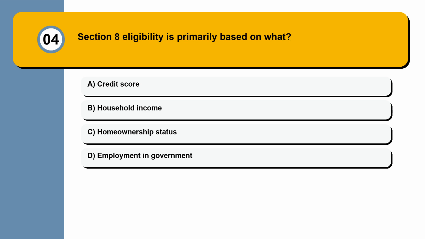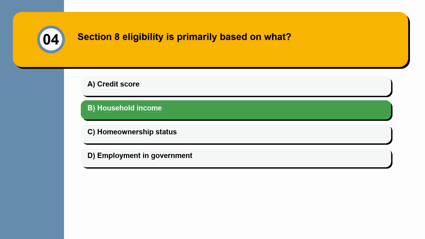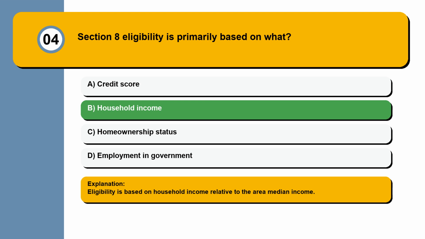Question 4. Section 8 eligibility is primarily based on what? Credit score, household income, homeownership status, employment in government. Eligibility is based on household income relative to the area median income.